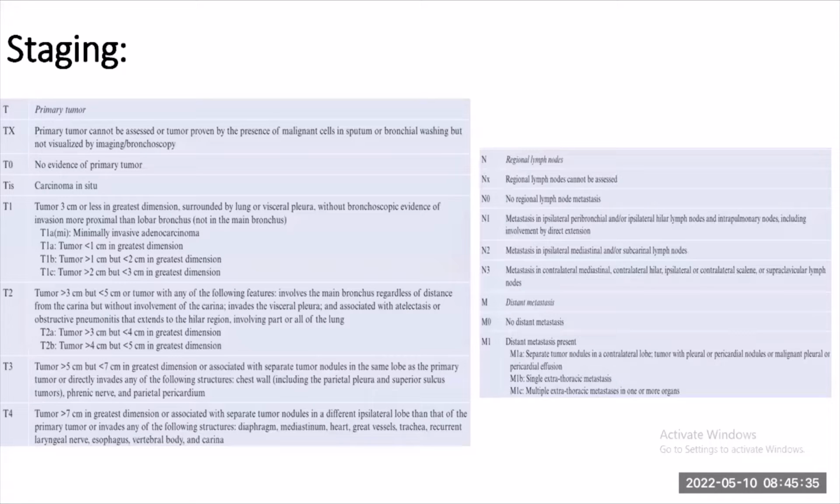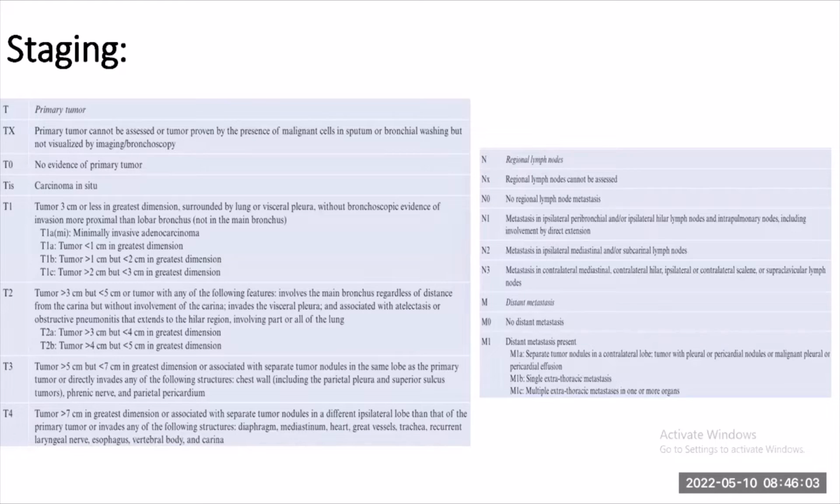T1 is basically a tumor of 3 centimeters or less in greatest dimension, surrounded by lung or visceral pleura, without bronchoscopic evidence of invasion more proximal than the lobar bronchus. It is divided into 1A, B, and C: less than 1, 1 to 2, and 2 to 3 centimeters. A T2 tumor is 3 to 5 centimeters. So today's discussion would be focused on T1, T2, and N1 tumor.